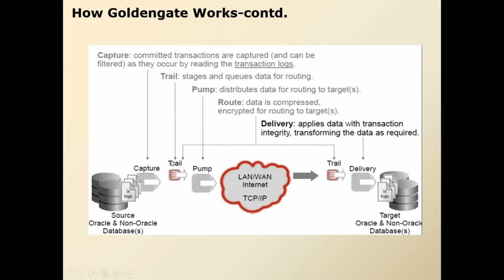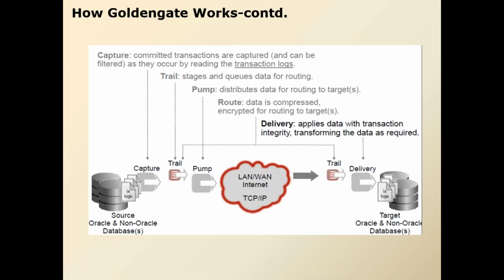Once the data becomes available in the local trail file, the data pump process immediately reads the data from local trail, sends it over the TCP/IP network, and writes it to the trail file on target, which is called the remote trail file. Once the data becomes available in the remote trail file, the delivery or Replicat process reads the data from remote trail and applies it to the target database. Now we say GoldenGate is a real-time replication tool.